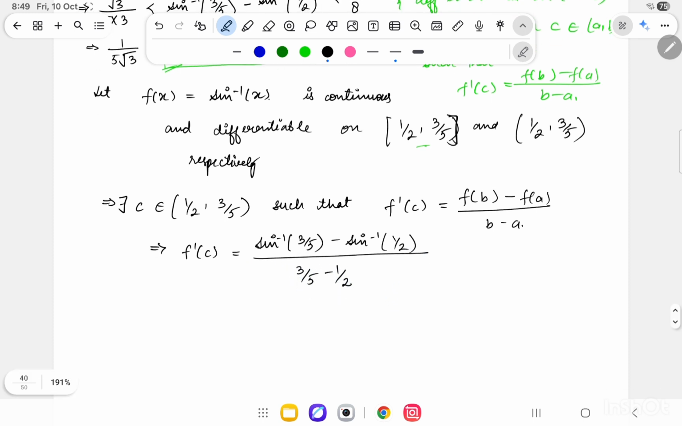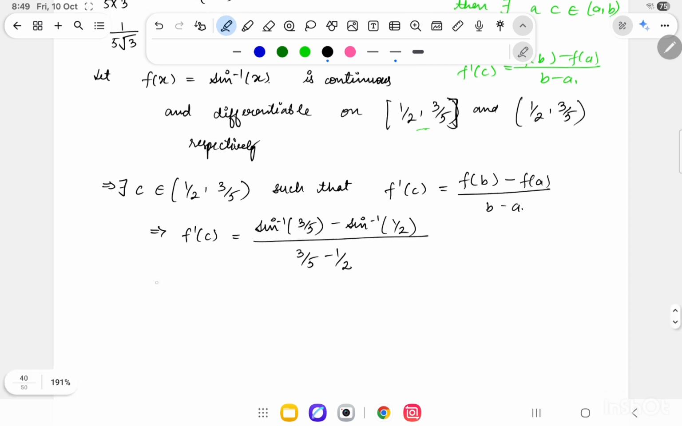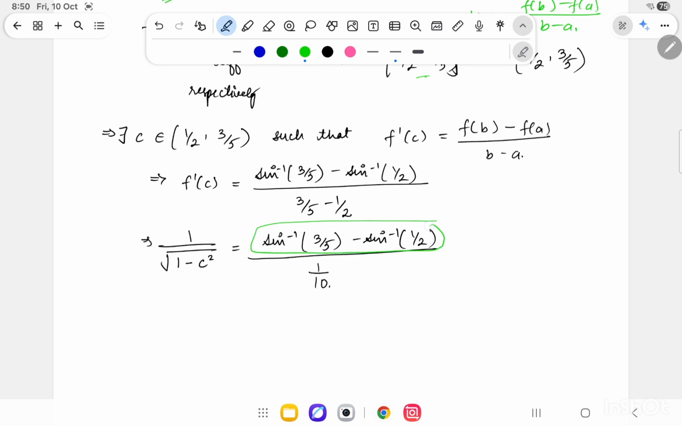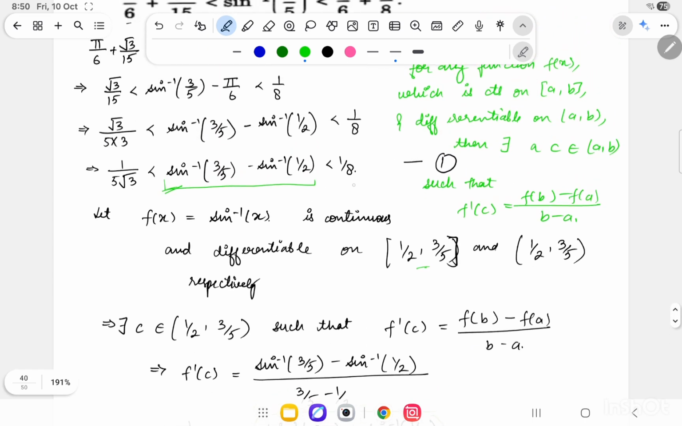The function f(x) is sine inverse x and its derivative is 1 by under root 1 minus x square, and since we are calculating it at point c, it will be 1 divided by under root 1 minus c square. So it must be equal to sine inverse 3/5 minus sine inverse 1/2 divided by 6 minus 5, that is 1/10. Now we need to show that this term lies in between 1/5 root 3 and 1/8.